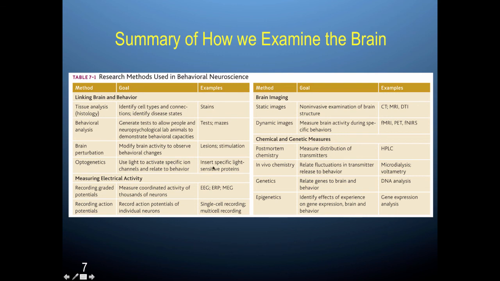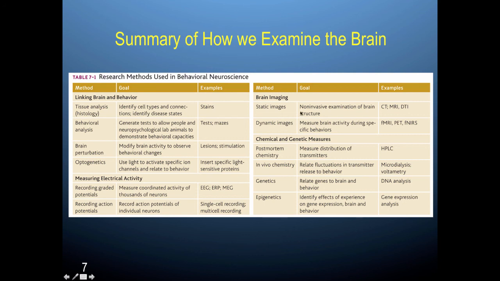Then you have measuring electrical activity. So we have, again, recording graded potentials. This is EEG, ERP, or MEG. And then if you were to record individual action potentials, this would be single cell recording. This is typically done in animals, although there are very specific times, such as when I described earlier in the lecture about how you can have electrodes inserted in your brain to prepare you for surgery, that you would also be doing single cell or multi-cell recording in humans.